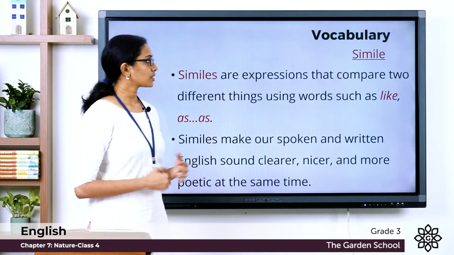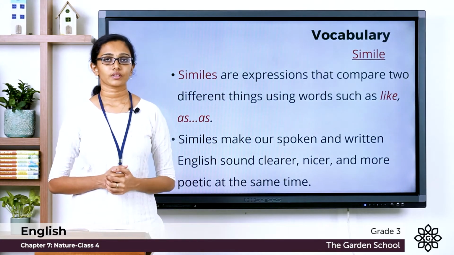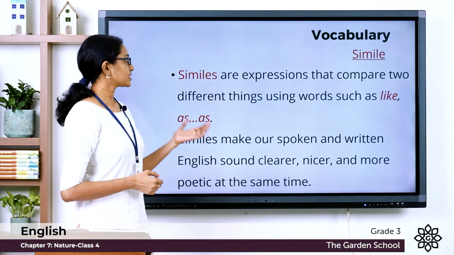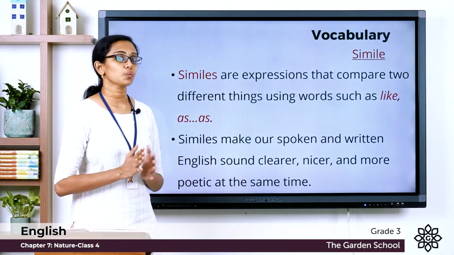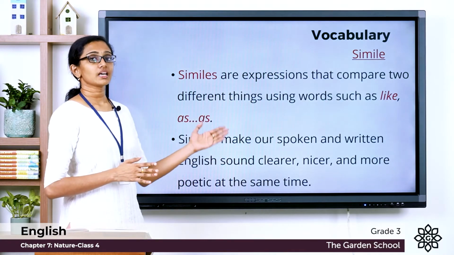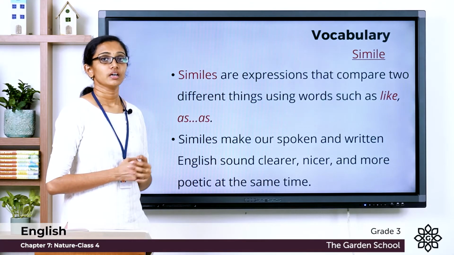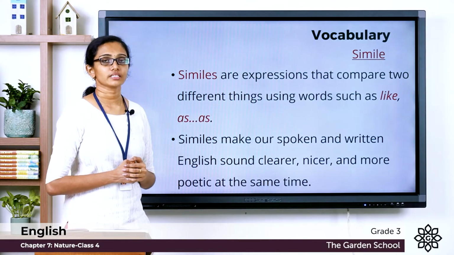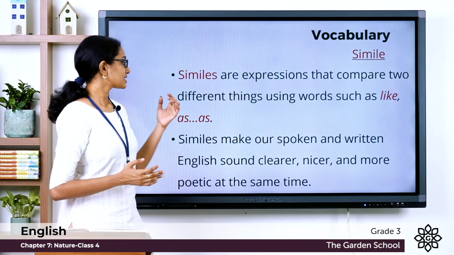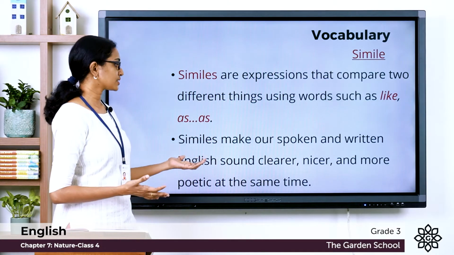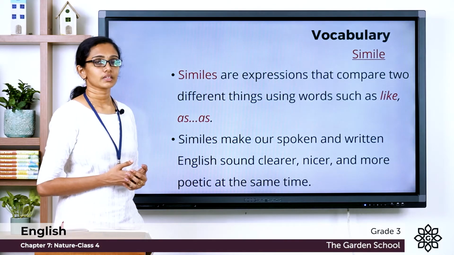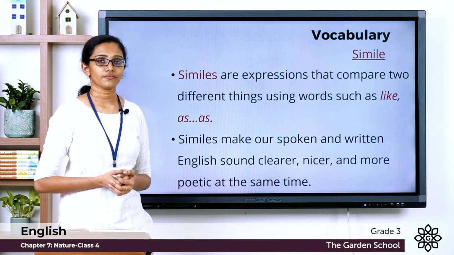It is the vocabulary section and it is about simile. So what do you mean by a simile? See, a simile is an expression that is used to compare 2 different things using words such as like or as. Like when you say, she is as innocent as an angel. Life is like a box of chocolates. So these are examples of similes. See, where do we use these similes? These similes make our spoken and written English sound clearer, nicer and more poetic at the same time. And native speakers use similes often.